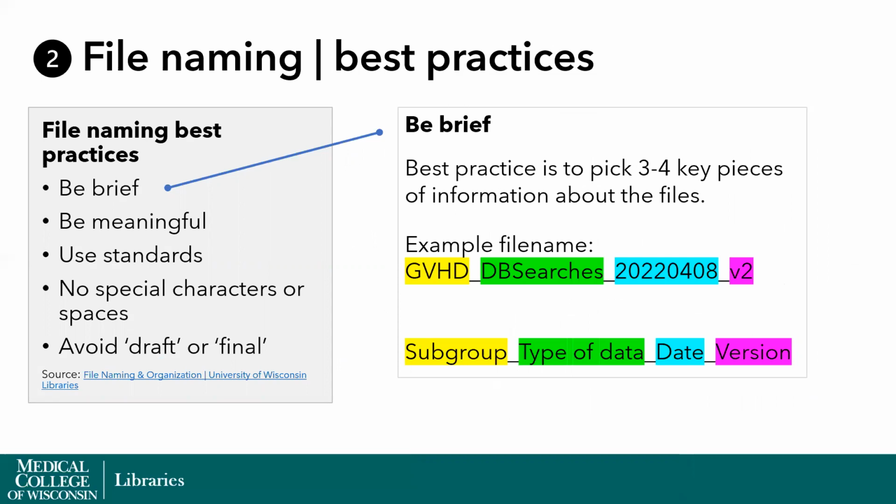One of the first best practices is to be brief with how you're describing your files. A good practice is to take 3 or 4 key pieces of information about the files and use that in the description. In this example, I did a large systematic review that incorporated many subgroups, and each subgroup had its own data files associated with it. So when I was saving information for each subgroup, I would include in the file names the subgroup, the type of data that I was saving, the date that I created the data, and then the version of it. So this is brief, just 3 to 4 key pieces of information.